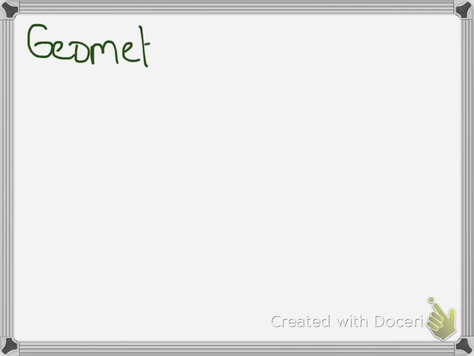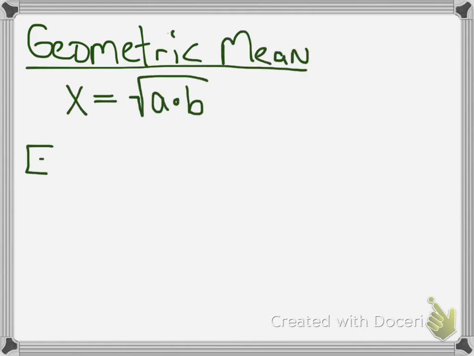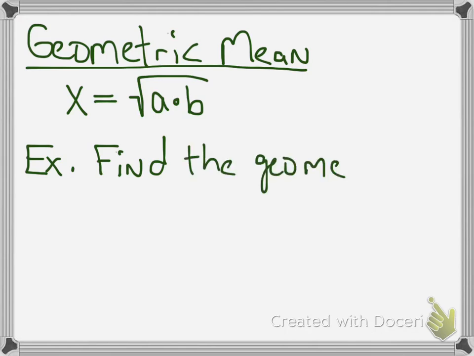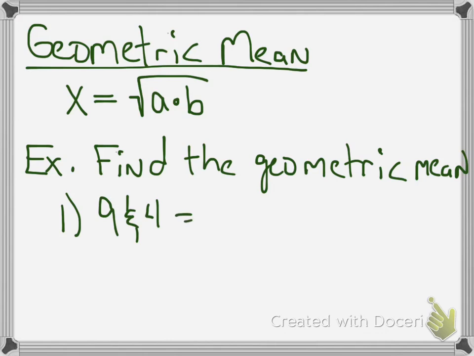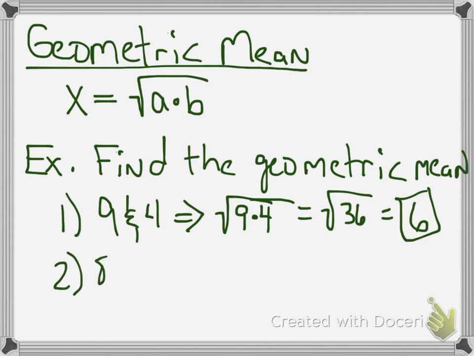Okay, so the geometric mean, what it really is, there's a long definition that the book gave, and I was like, no. Basically, all it is, it's the square root of two numbers multiplied together, or the product of two numbers. So you multiply two numbers, take the square root, and you've got the geometric mean. For example, if I wanted to find the geometric mean of 9 and 4, I would just do 9 times 4, which is 36, and then take the square root of that. The square root of 36 is 6.